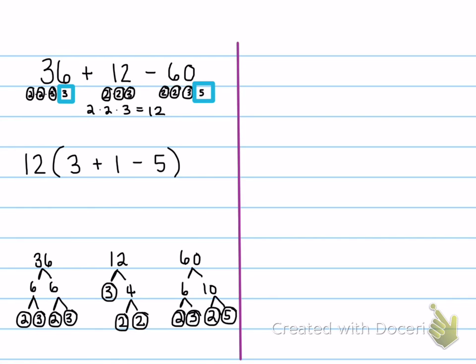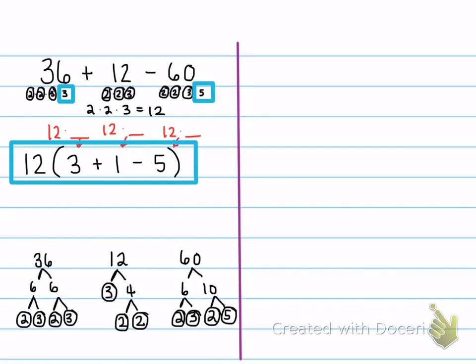Now, if you knew 12 already, you would have been asking yourself, 12 times what gives you 36, and that would give you the 3. 12 times what gives you 12, that would have given you the 1. And 12 times what gives you 60, and that gives you the 5. Your final answer, though, is this expression. And you can recheck it by distributing to make sure the answer works out.